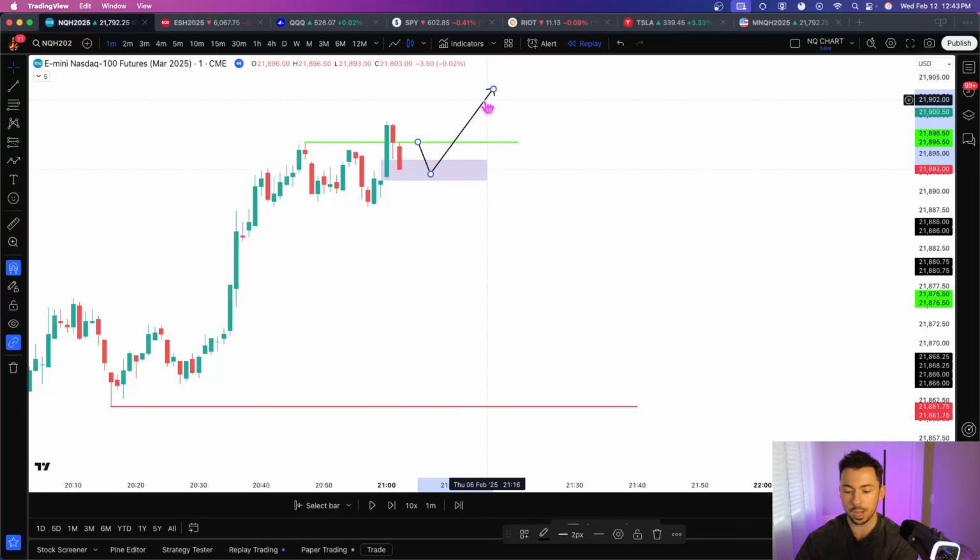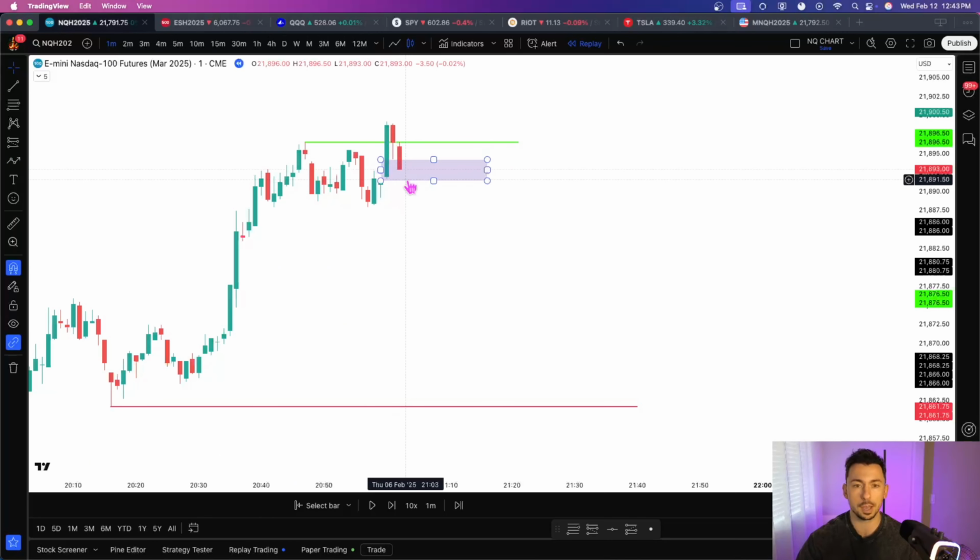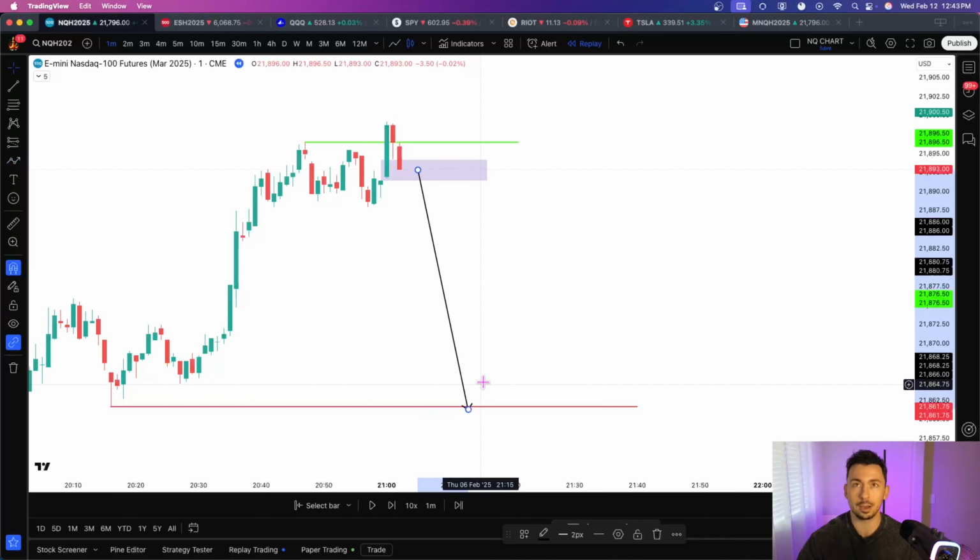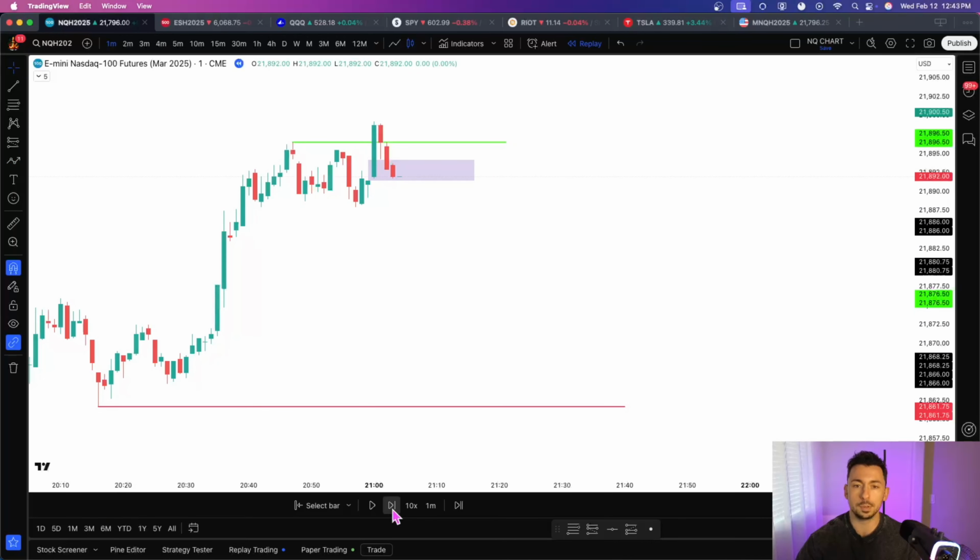But as always, what happens if we close below the fair value gap? Well, that is my signal that the inverse fair value gap has been created and that we're going to use it to go down to the low or the sell side liquidity. So let's go ahead and move the market forward until we get the close below.